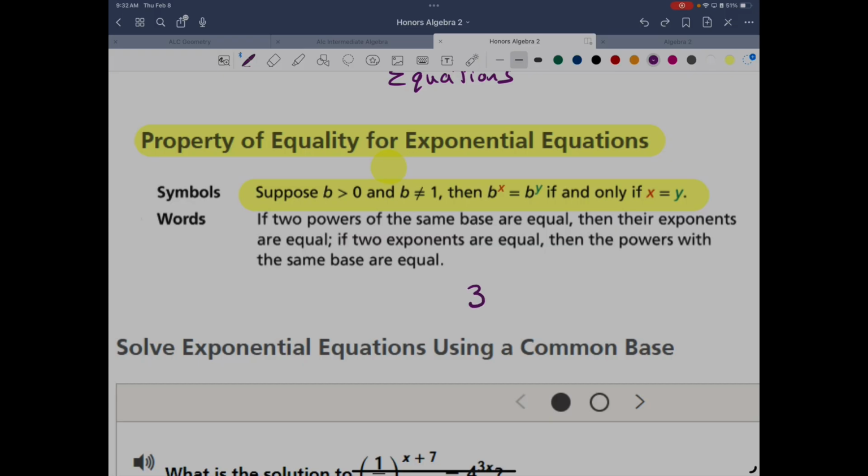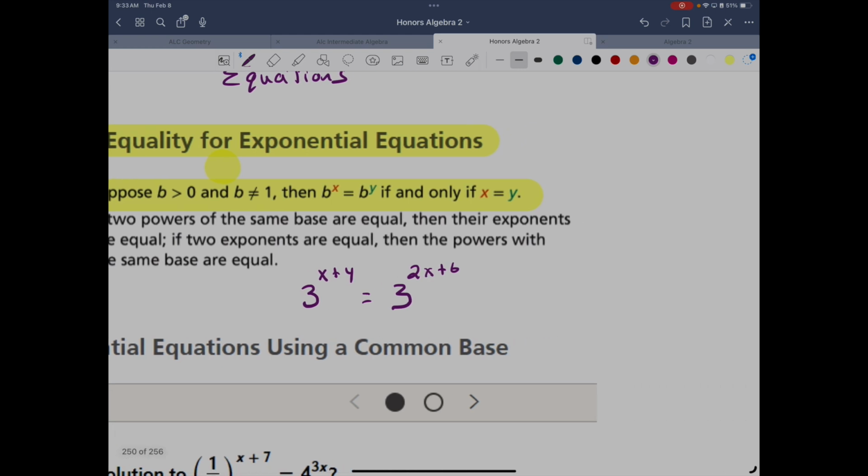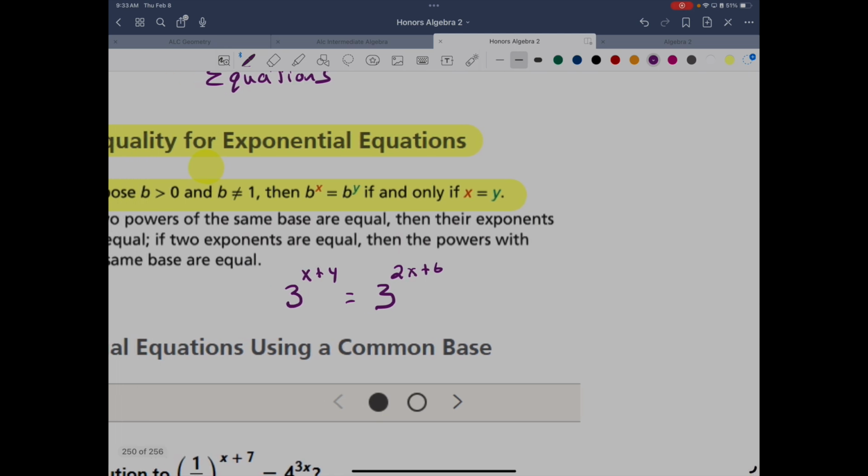Essentially means that if I have something like 3 to the x plus 4 is equal to 3 to the 2x plus 6, those two have the same base. And because they have the same base, then their exponents have to be equal. So if 3 to the x plus 4 equals 3 to the 2x plus 6, x plus 4 then has to equal 2x plus 6.